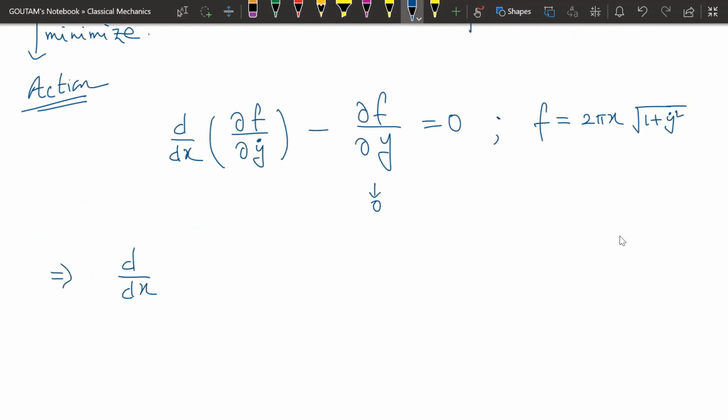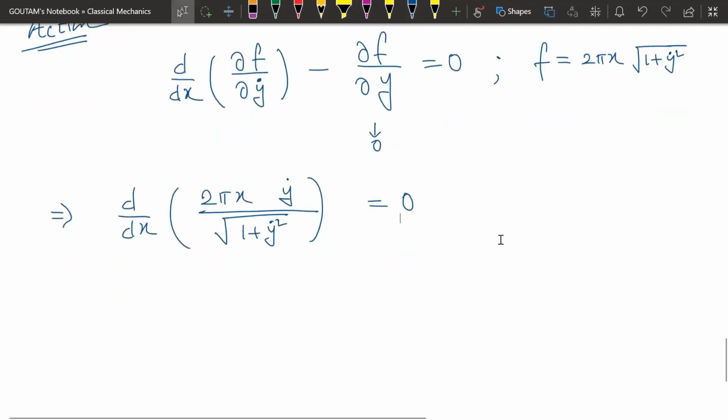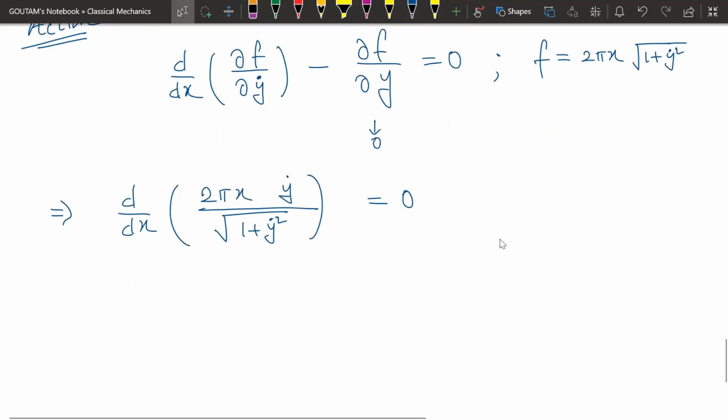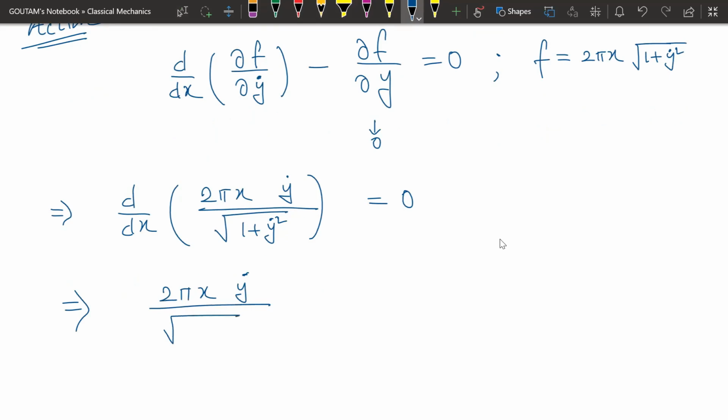So we will have d/dx of ∂f/∂y dot, which is 2πx, and there will be root under 1 plus y dot square, y dot equals to 0. In that case, this term inside this d/dx will be a constant, because only the derivative of a constant is 0. In that case, we will get 2πx y dot under 1 plus y dot square equals to, let's say, c dash.